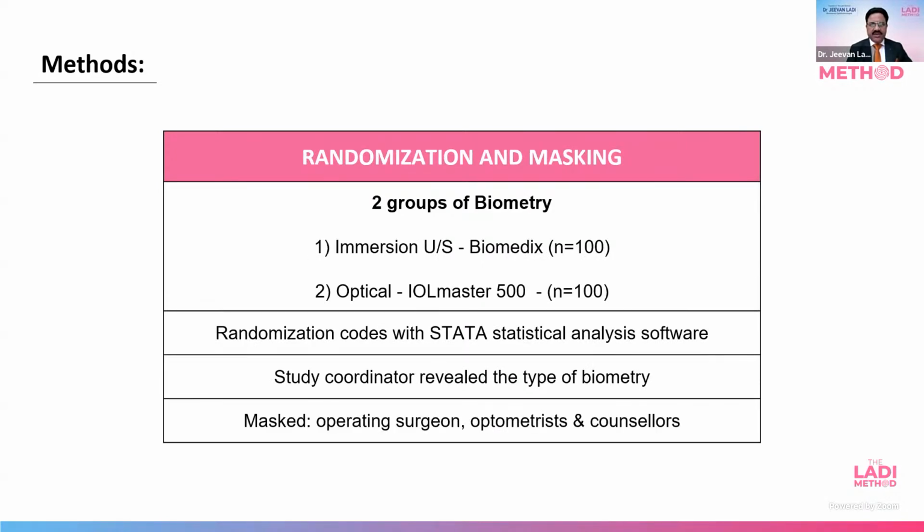Randomization and masking: two groups. In the immersion ultrasound group, the Biomedix India machine was used and the number was 100. In the optical group, IOLMaster 500 was used and the number was 100. Randomization was done with Stata statistical analysis software. The study coordinator revealed the type of biometry. The operating surgeon, optometrist, and counselor were masked for the study and even for the post-operative visits.